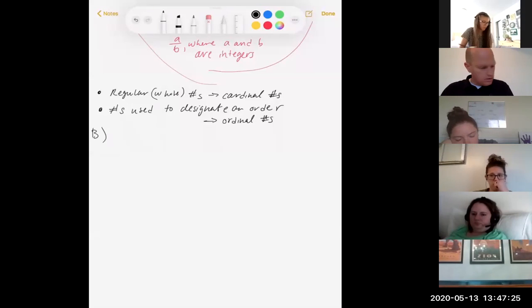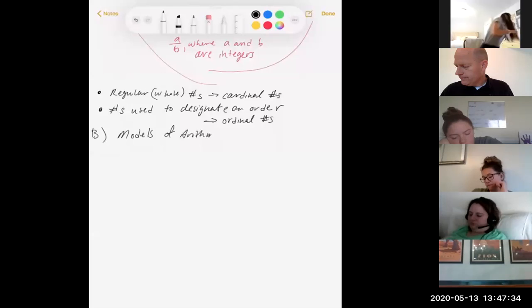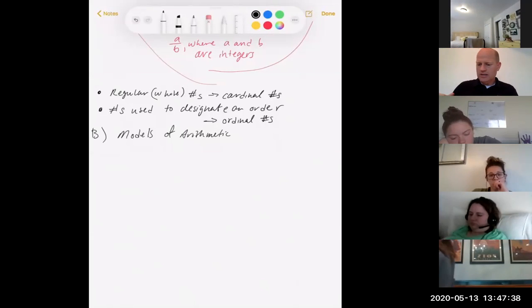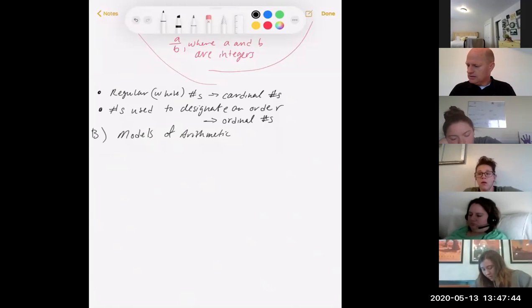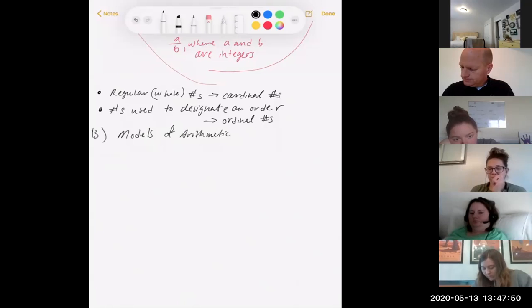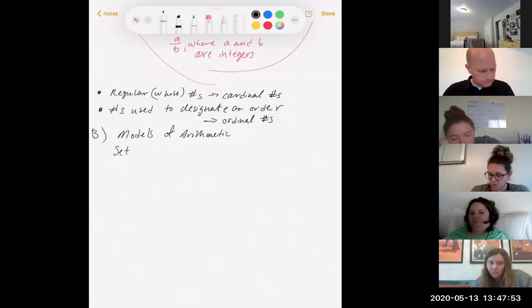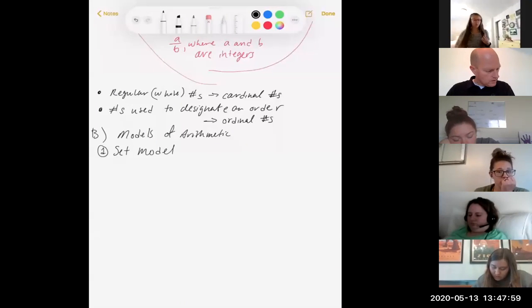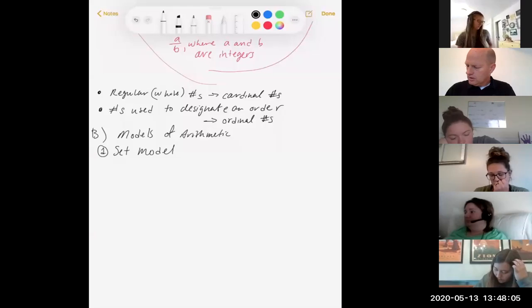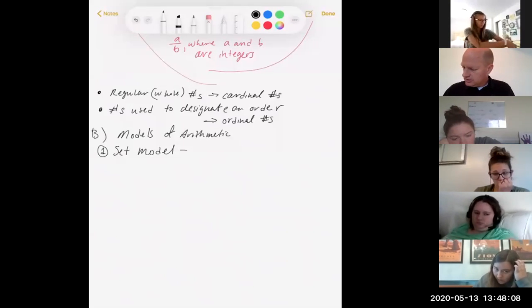So this part is called models of arithmetic. A model is something that is like a situation, but not exactly the situation. It's something that you can use in your own space. The first one is called a set model. A set model is a collection of objects that you use when you represent an arithmetic operation.